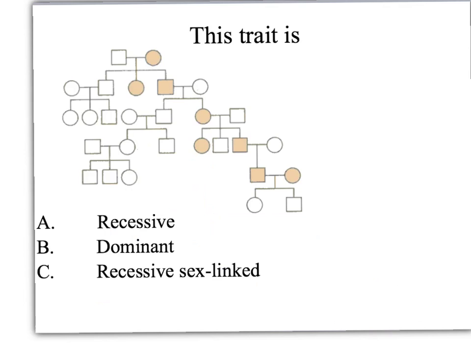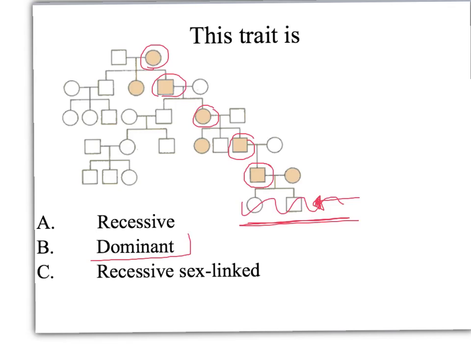We're always, like I said before, going to start at the bottom and work our way up. So this generation right here, the one on the way bottom, none of the kids have the trait. So we're not even going to really pay attention to that right now. We're going to start where people have the trait. So right here I have a child who has the trait, who has a parent that has the trait, who has a parent that has the trait, who has a parent that has the trait, who has a parent that has the trait. Okay, so I'm going to say that this trait is dominant.